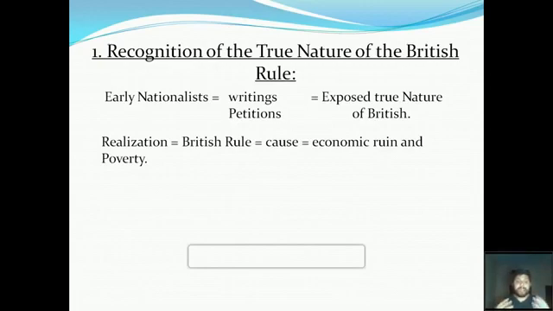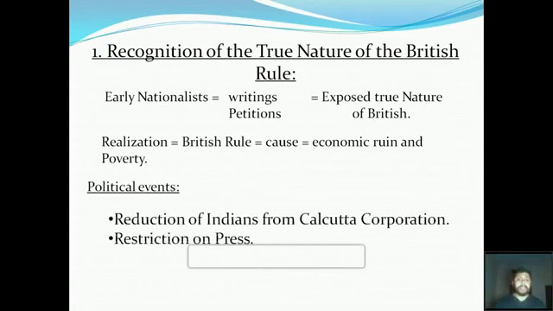Actually, the wealth, the economic structure, the economic security which we have in our country, was being taken away by the British by using force. Let's see some of the political events implemented by the British in order to attain their goal.